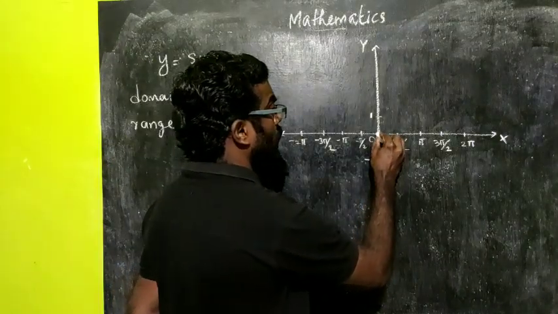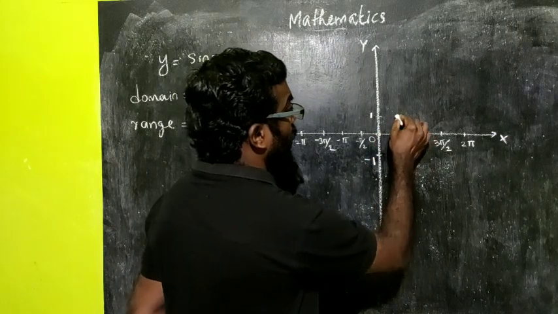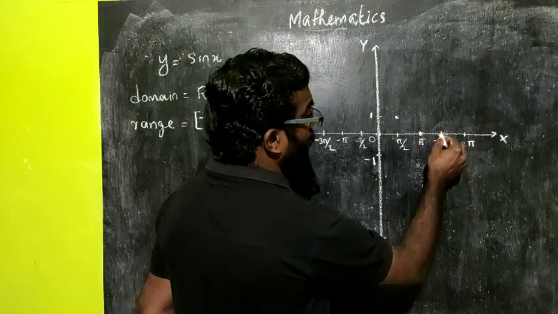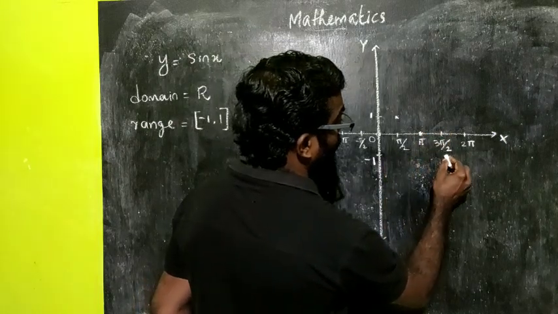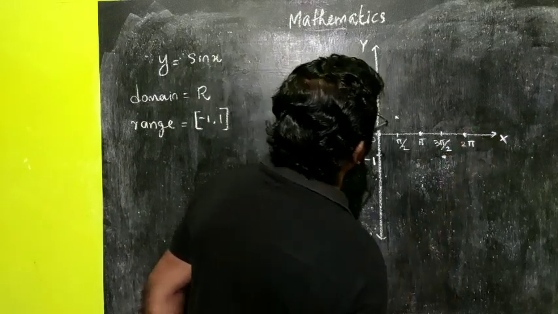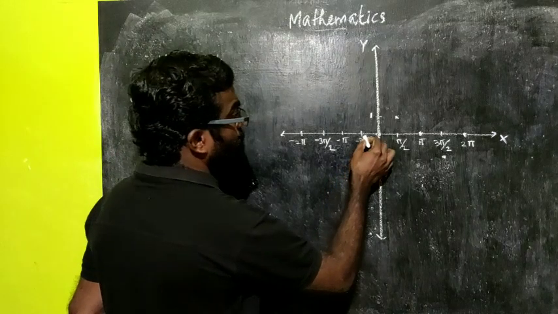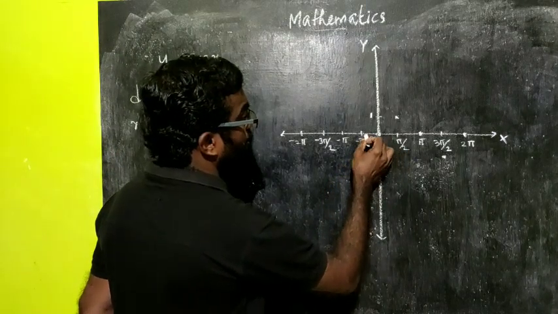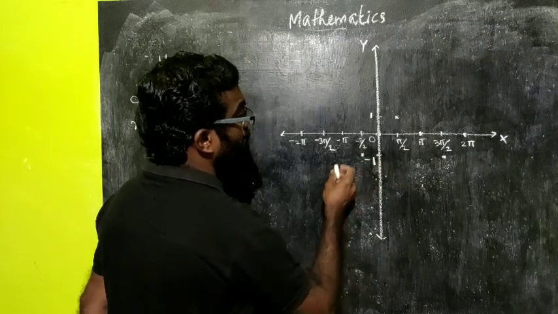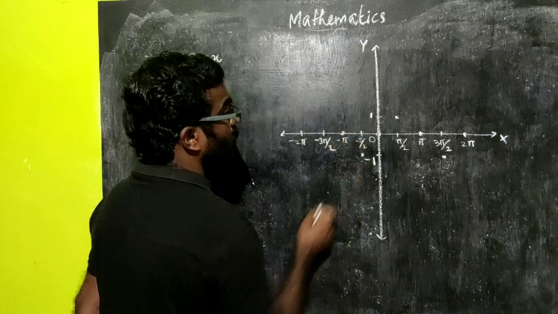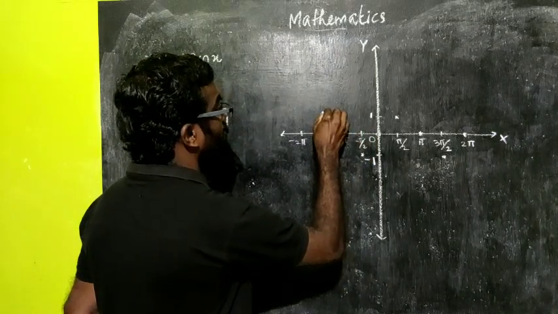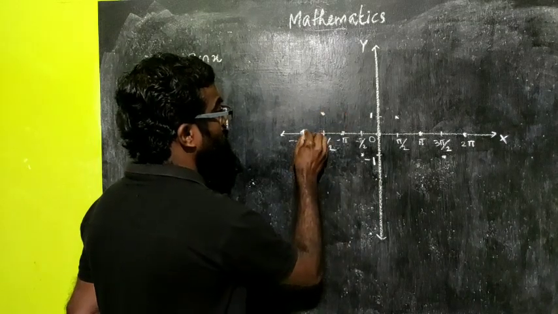Sin 0 is 0, sin pi by 2 is 1. Sin pi again 0, sin 3 pi by 2 is minus 1. So here we can mark the point. Sin 2 pi is again 0. Sin of minus pi by 2 is minus 1 and sin of minus pi is 0. Sin of minus 3 pi by 2 is plus 1 and sin of minus 2 pi again 0.